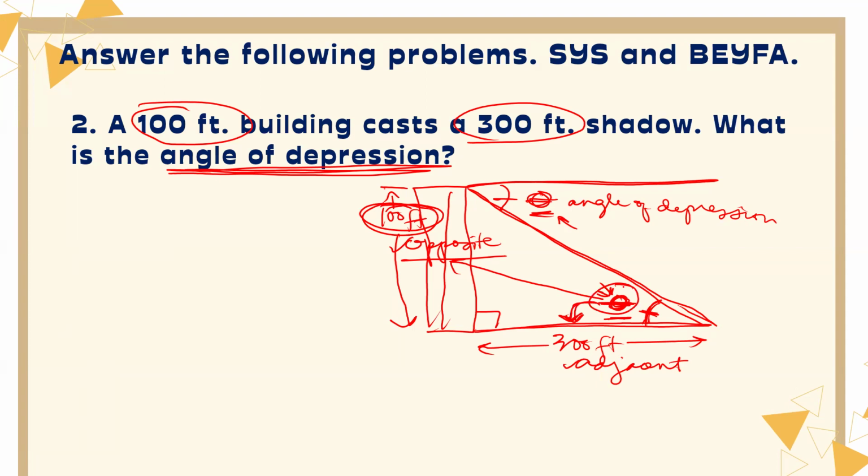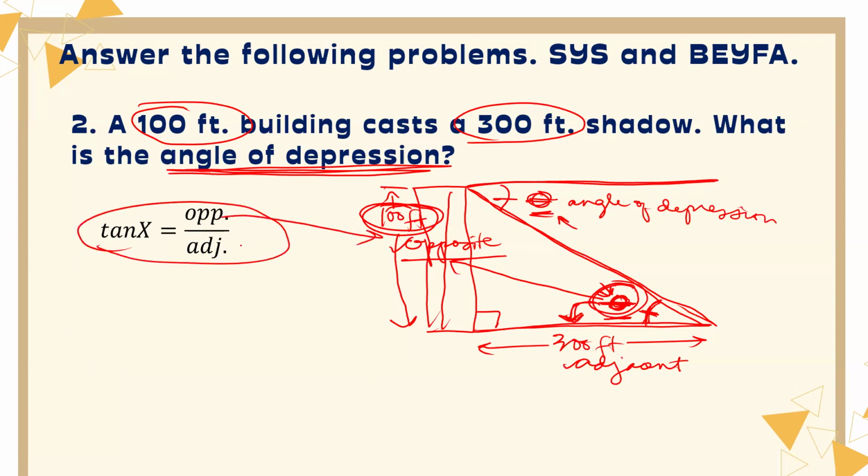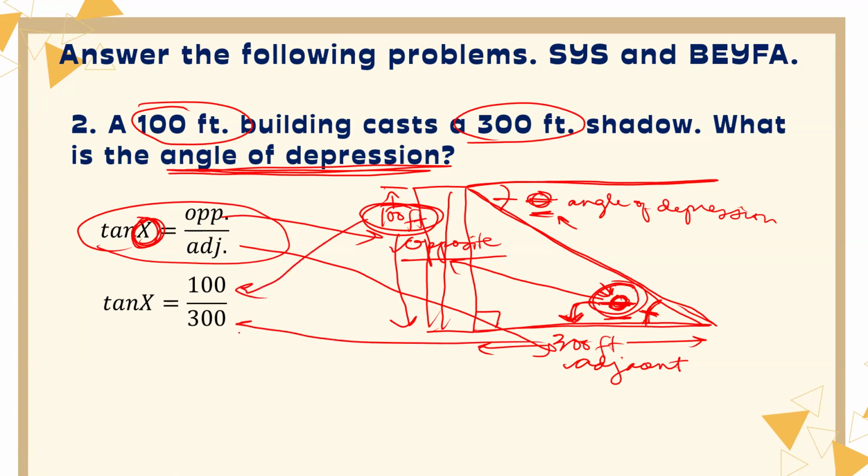Therefore, which trigonometric ratio would be used to solve for the measure of this angle? Very good. We need to use the tangent function, right? Because we have the opposite side and the adjacent side given to us so that we can determine the unknown angle. So at this point, we will substitute the given. So we have 100 feet and 300 feet.